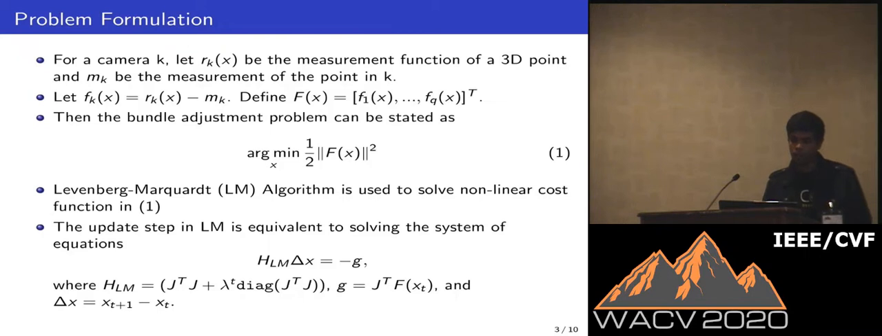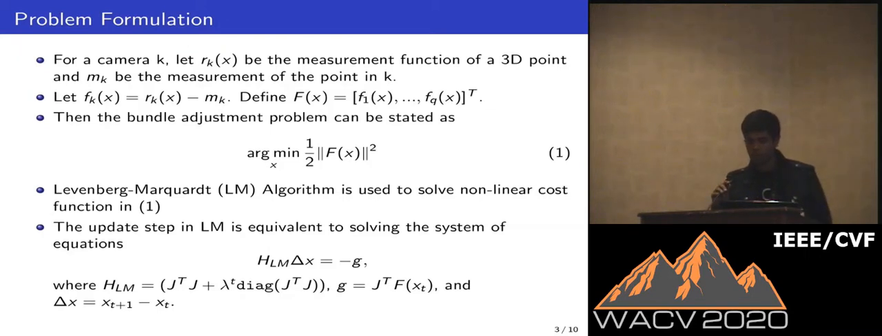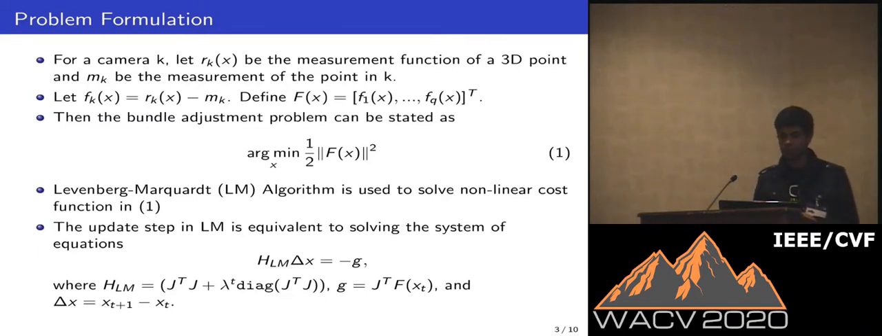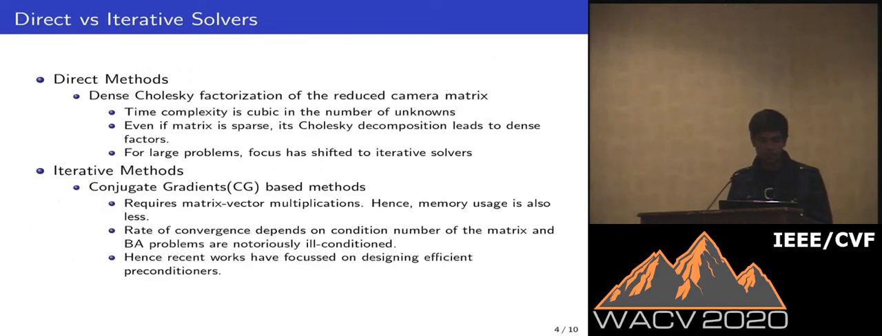So how do we formulate the problem? For a camera k, let Rk(x) be the measurement function of a 3D point, and Mk be the measurement of the point in camera k. That's how we define the cost function: fk(x) is equal to Rk(x) minus Mk, stacked up for all the cameras till q. Then the bundle adjustment problem can be stated as finding a parameter vector x that minimizes the two-norm of f(x). And it translates to solving a bunch of linear equations.